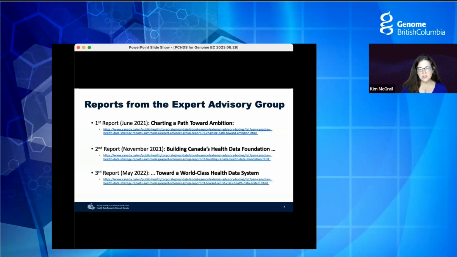The second report then really talked about the foundation of things that we need to be able to move a strategy and actual change in the health data landscape forward. And then the third report was this idea of working toward a world-class health data system and a series of recommendations that were put together. They're all relatively short reports, I think very easy to read. So when slides are available, those links are there, but it's pretty easy to find them. If you just search on Expert Advisory Group Pan-Canadian Health Data Strategy, you'll find your way to the Health Canada site where these are loaded.